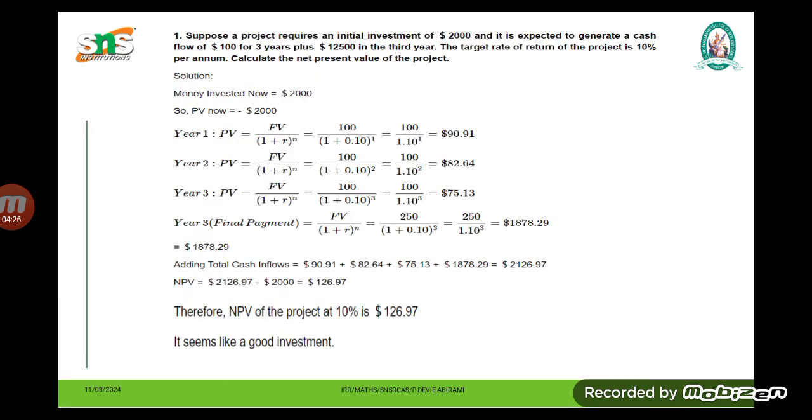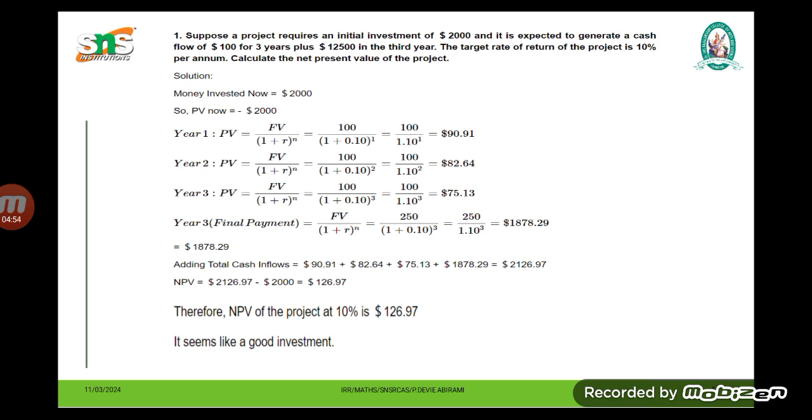My second problem is, suppose a project requires an initial investment of $2000 and it is expected to generate a cash flow of rupees 100 for 3 years and 1200 after 3 years. The target of the project is 10% per annum. Calculate the net present value. Here the money invested is 2000, so my present value will be minus 2000.